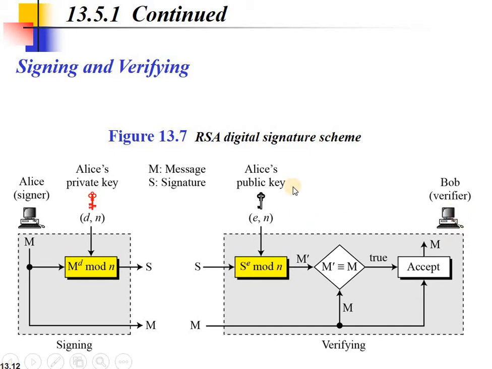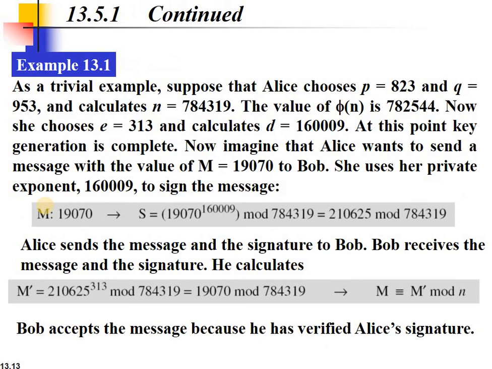It is very simple. You just have to cross-use the public and the private keys of the sender and the receiver. In the normal RSA scheme, you use Bob's public key and Bob's private key, but in the digital signature scheme, you depend on the sender's private and public key. So this is one of the examples.